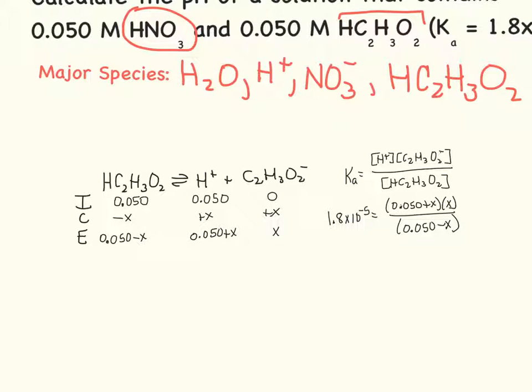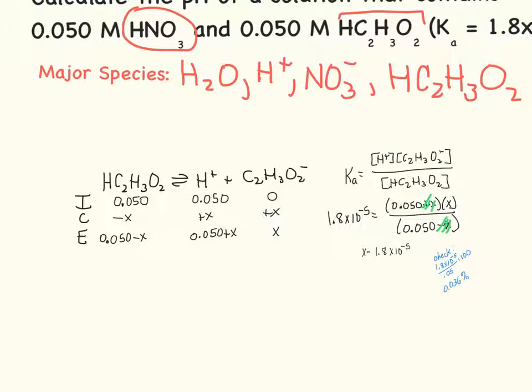So we get this right here. And you think, oh, how am I going to solve this? Oh, wait a minute, I know the drill. K is very small. And since K is small, the equilibrium lies to the left. But the change is going the other way, to the right. So therefore, X is very small. So when we add or subtract X, we can ignore it. Look at how easy this one is to solve now. I don't even need a calculator. I know that X equals 1.8 times 10 to the negative fifth.